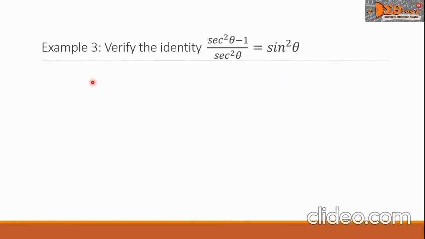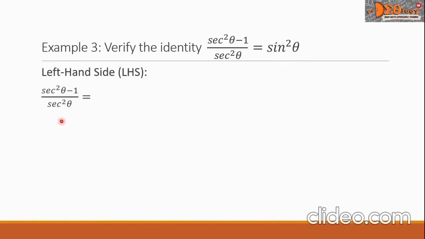Let us have example 3. Verify the identity, the fraction, with numerator secant square theta minus 1 all over secant square theta equals sine square theta. In this problem, the right-hand side is simple, the left-hand side is a fraction, so we will simplify the left-hand side to equal the right-hand side.